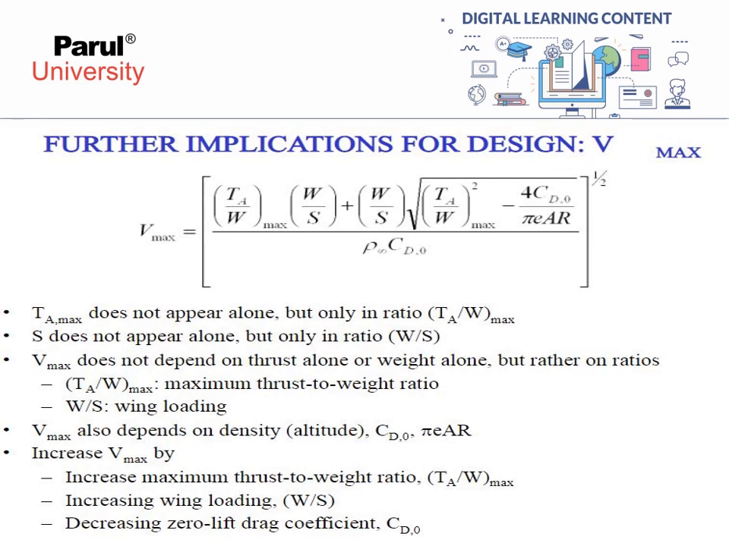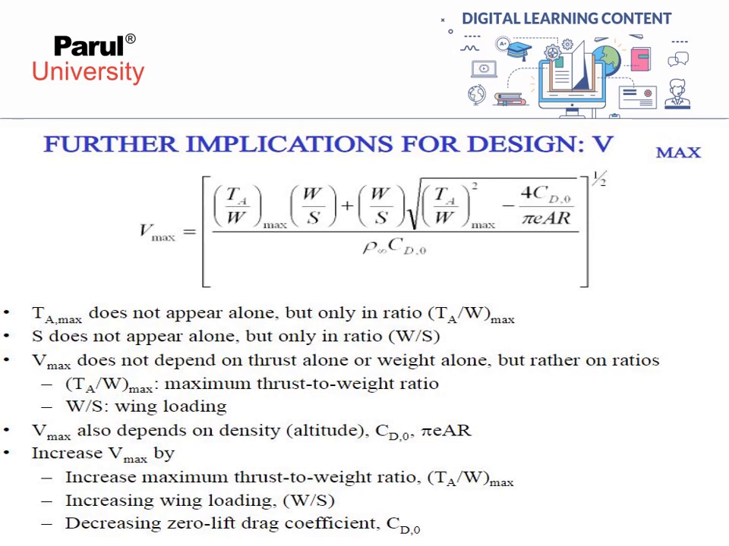Now, the further implications for design: Vmax is finally TA by W max into W by S plus W by S in brackets TA by W max whole square minus 4 CD naught by pi ER, divided by rho infinity CD naught, to the power of 1 upon 2. TA max does not appear alone but only in the ratio TA by W max. S does not appear alone but only in the ratio W by S. It's nothing but wing loading.